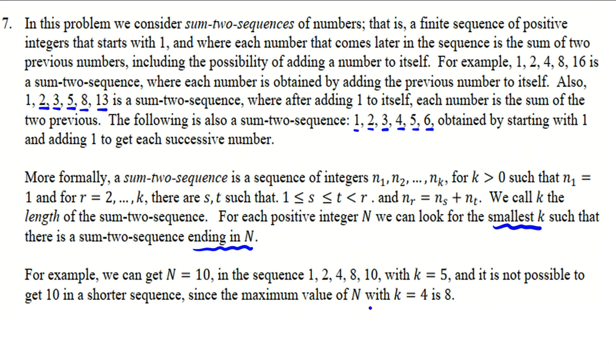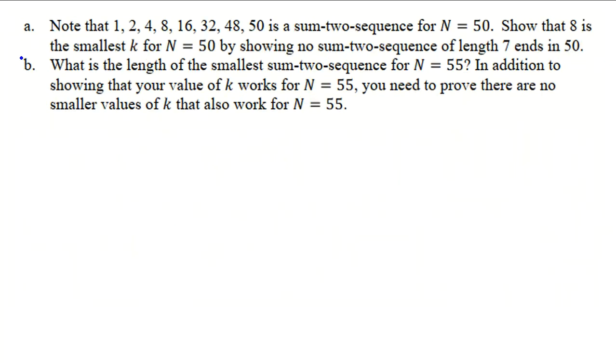Since the maximum value of n with k equals 4 is 8, because the first one is 1, the second one is at most 2, 1 plus 1. The third one is at most 4, 2 plus 2. And this one is at most 8, 4 plus 4. So with 4 elements, you can't reach 10, because the fourth element is at most 8. Now, we understand the problem completely. Let's solve part A and part B.